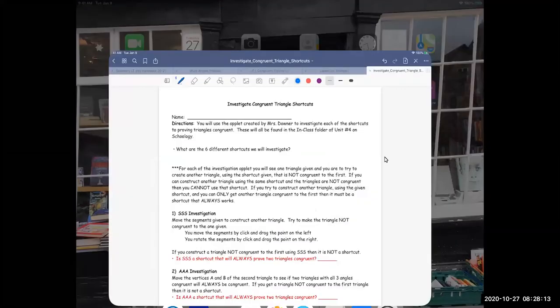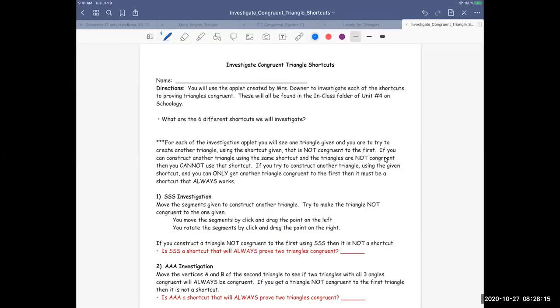The directions are to use the applet created by me to investigate each of the shortcuts to prove triangle congruence. These will all be found in the in-class folder of Unit 4 on Schoology. Now, what are the 6 different shortcuts you will investigate? You're looking at the different variations of side and angle, A and S, we're looking for 3 of the variations. So pause the movie, come up with those 6, press play when you finish.